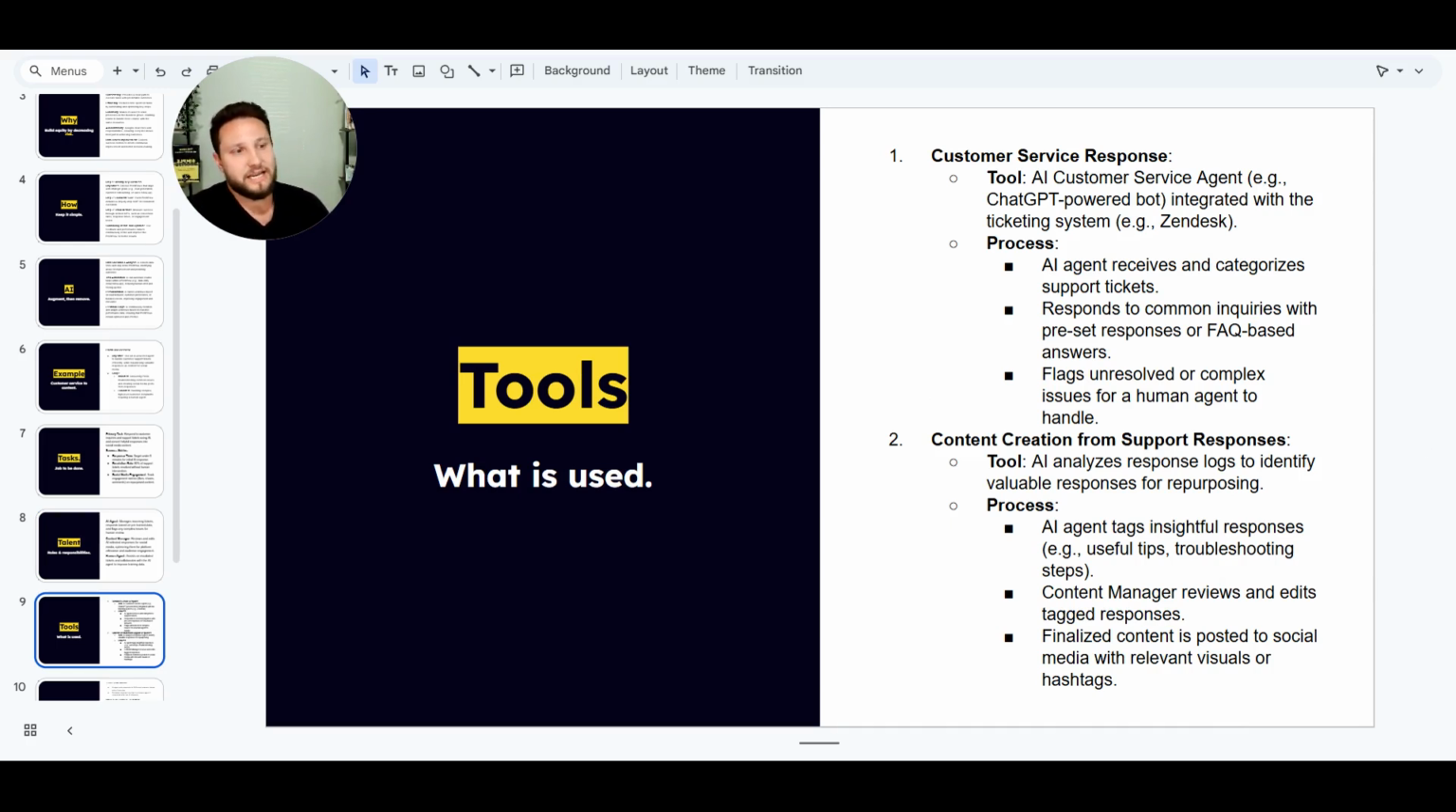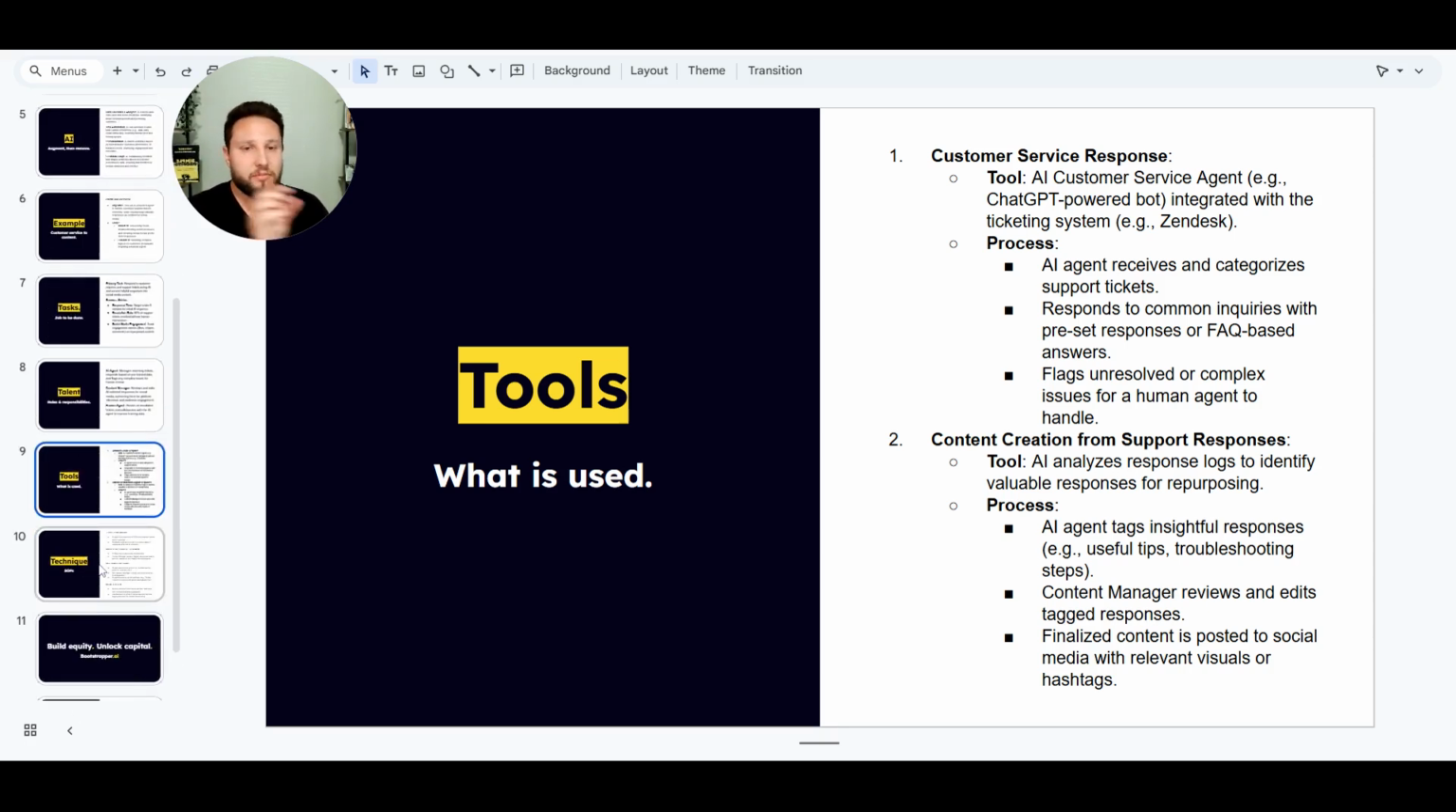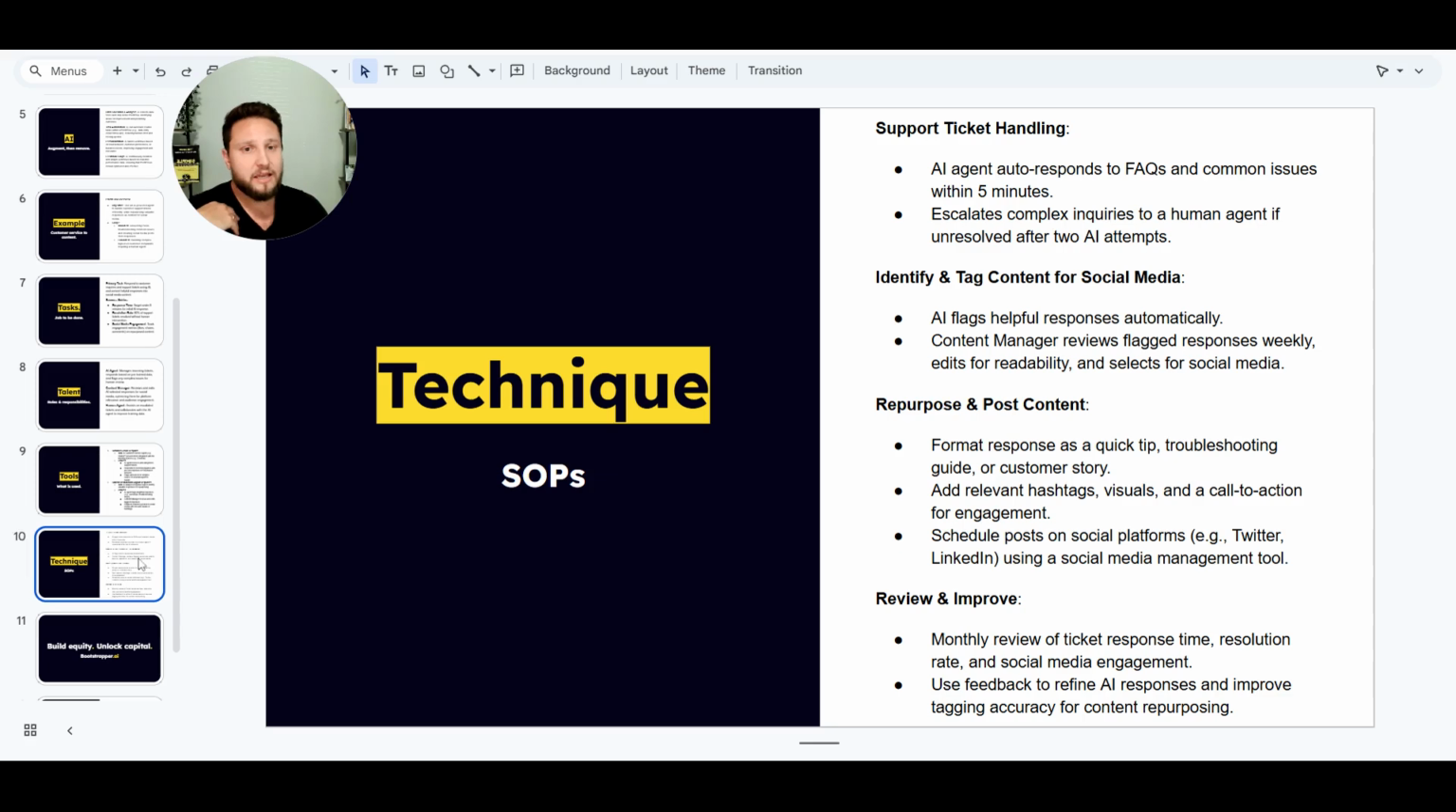So then we break down the tools, right? Quite literally, what's being used. It's going to be a function of the AI customer service agent, and integration with the ticket system. And then we're going to analyze and repurpose for the social media and for the content management, right? Function of what you're using today. It's an integration of your tech stack, right? And then now we get to the technique.